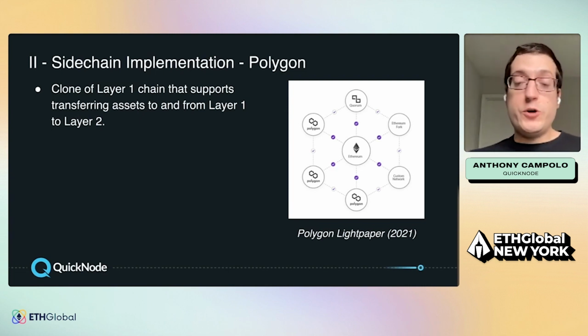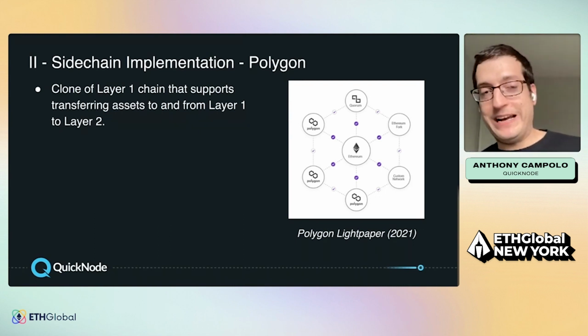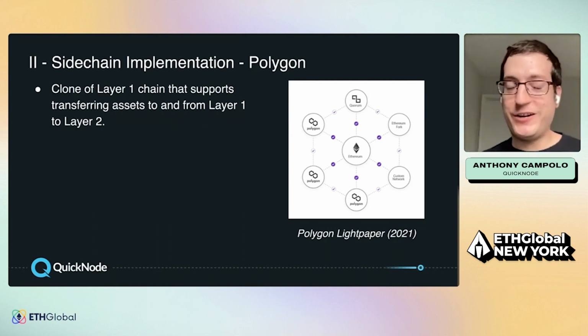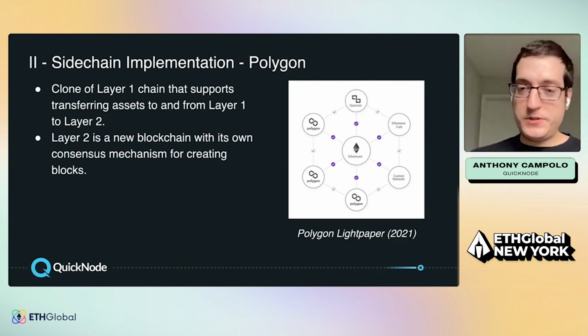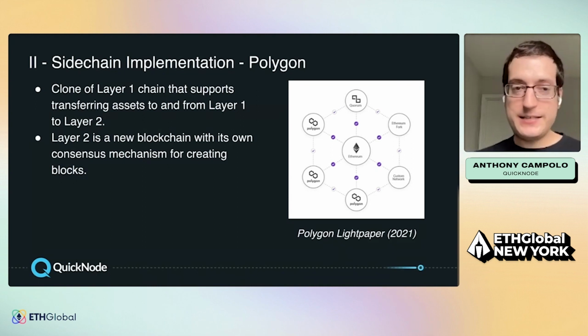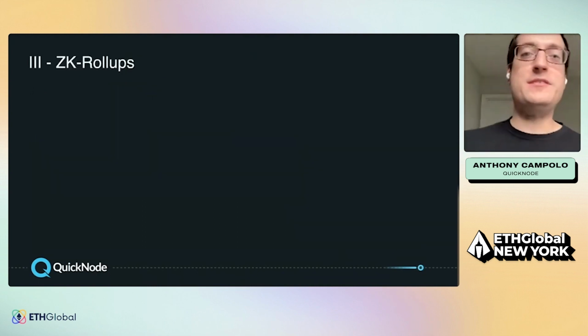And it was just a clone of Ethereum. It was a clone of layer 1, and it supported transferring assets to and from the layer 1 to layer 2. And again, at the time they called it sidechain, I'm calling it layer 1, layer 2, because I just think it's a more comprehensible terminology. People argue semantics about that, but it's the same idea. And then you have the layer 2. It's a brand new blockchain, and it has its own consensus mechanism, and it's able to create blocks. Based on everything we've talked about up to this point in this talk, that should make a lot of sense. And that was Polygon. Now let's talk about ZK rollups.